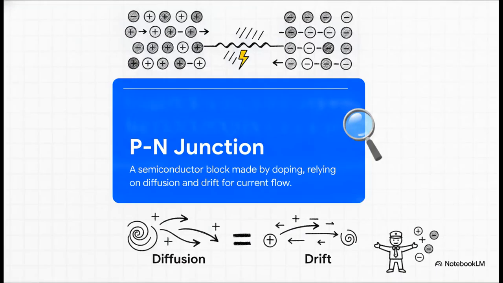So what exactly is a p-n junction? Well, it relies on a super delicate balance. By intentionally introducing impurities, a process we call doping, we actually create a dynamic equilibrium where the diffusion of majority carriers perfectly balances the drift of minority carriers.